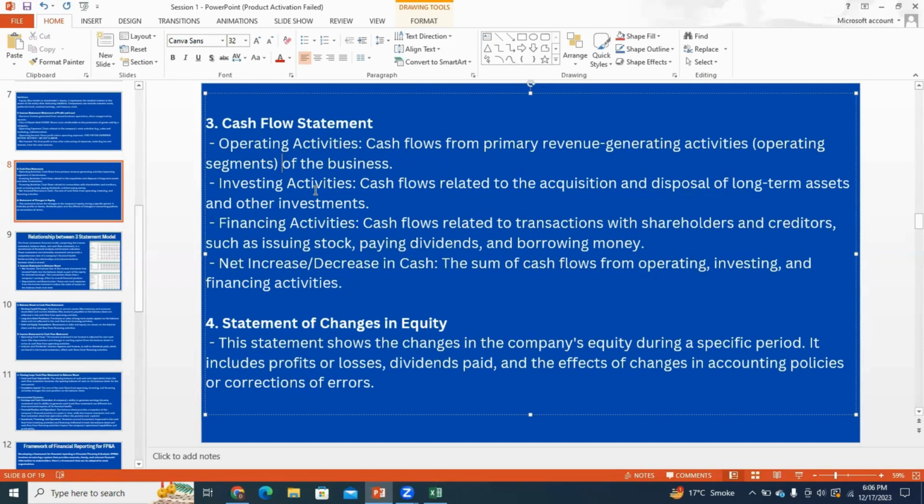Net increase or decrease in cash. The last thing, it says the sum of the cash flows from operating, investing, and financing activities is called net increase or decrease. This shows whether the cash is moving up, whether the organization is holding the cash, or whether the organization has spent a lot of cash during the year, during the projected period.